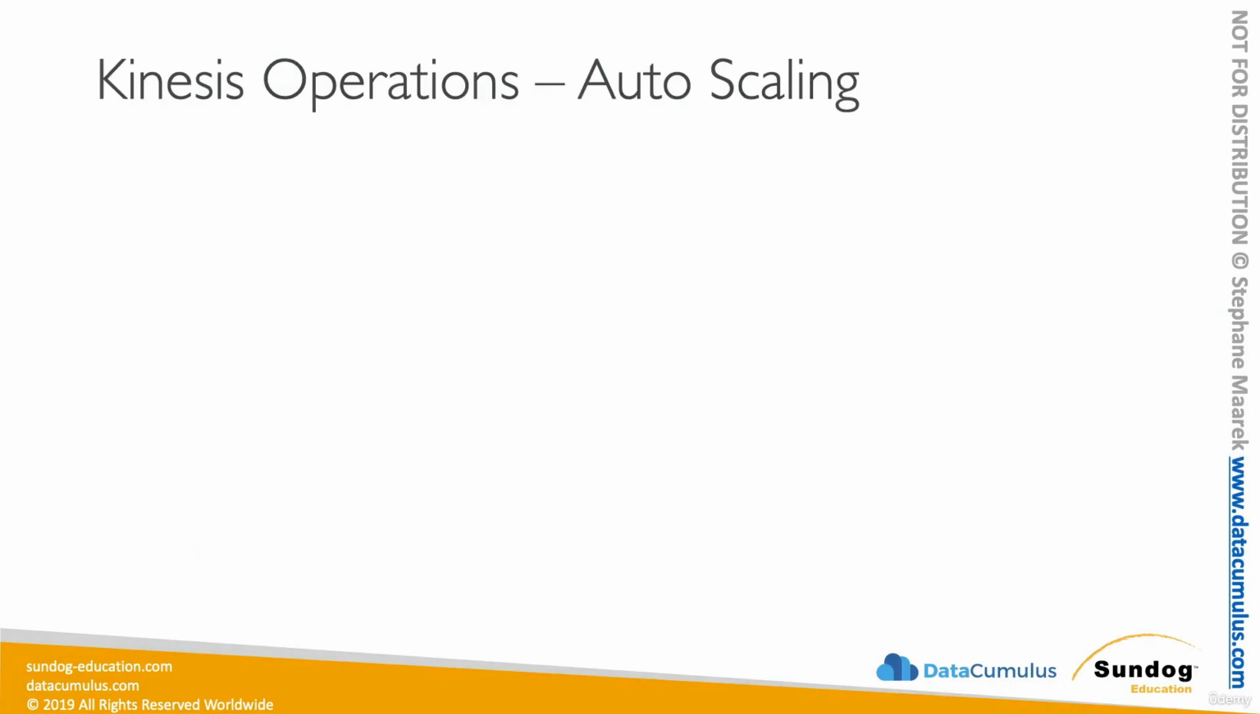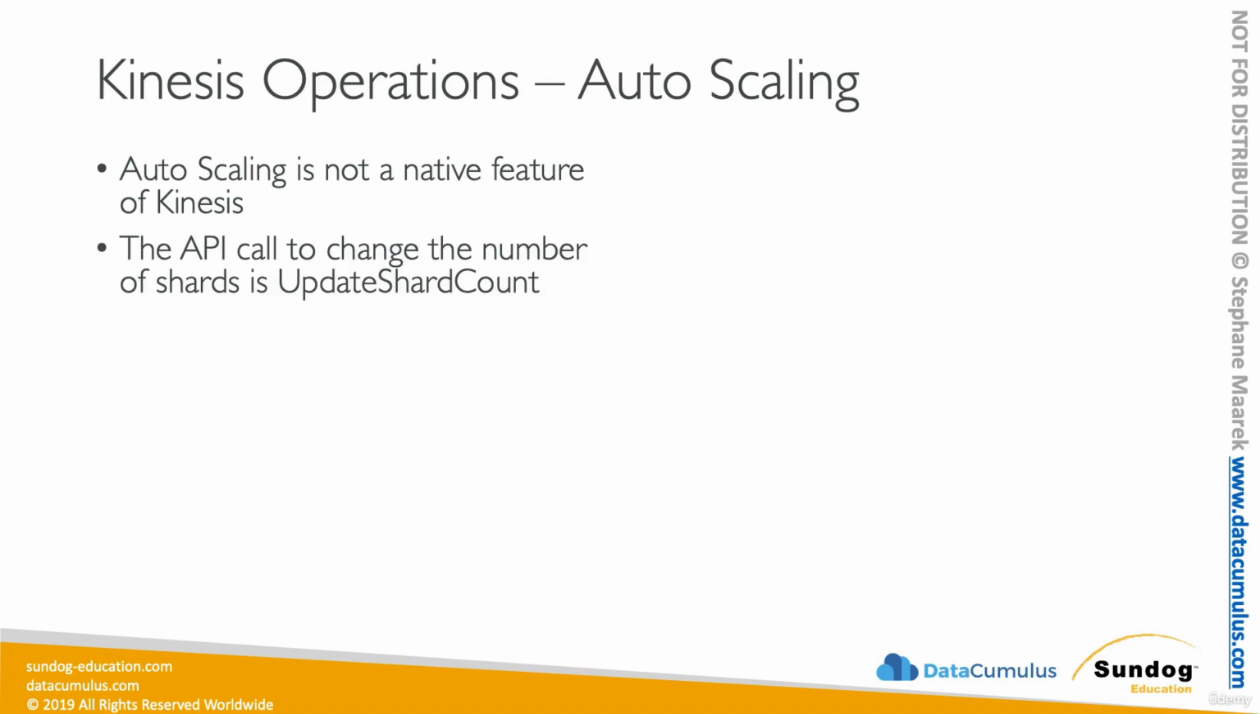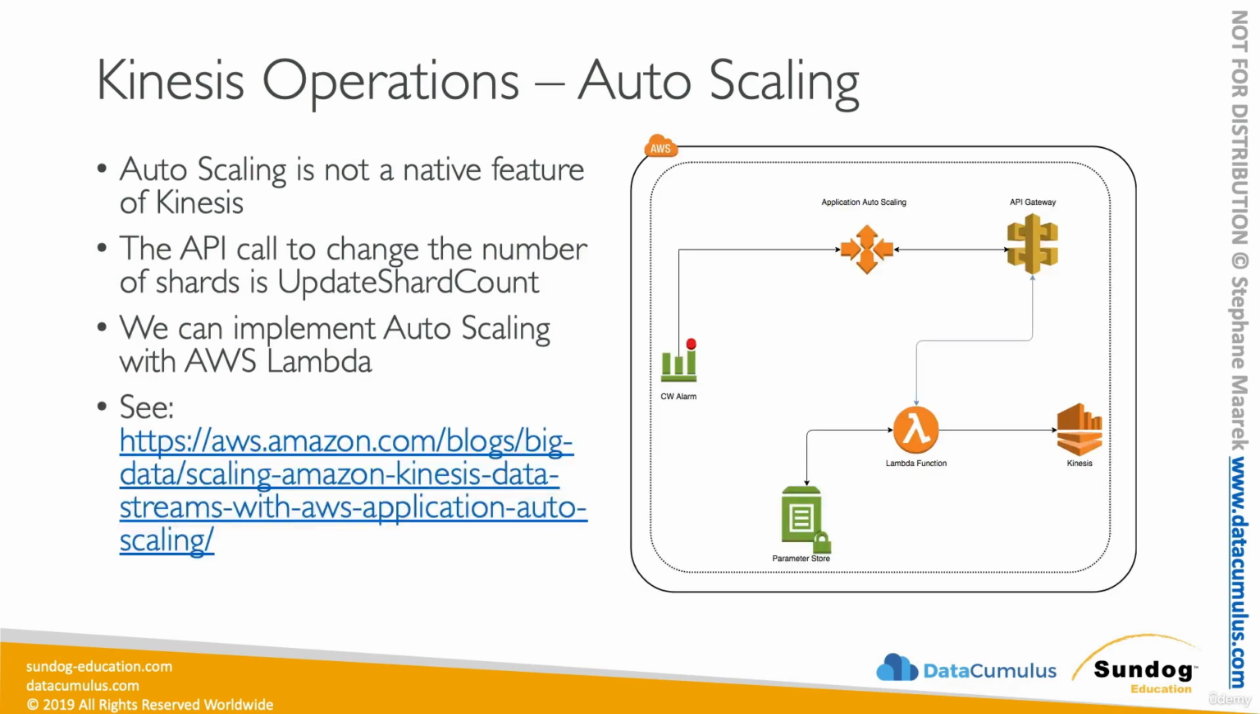So what about autoscaling? You may ask, do we have to do these things manually? Well, there is autoscaling, but it's not a native feature of Kinesis. There's an API call that you can use to update the shard count, called UpdateShardCount, and you can implement some kind of autoscaling using AWS Lambda. There's a whole blog on it if you're curious. This is the architecture diagram directly from that blog.